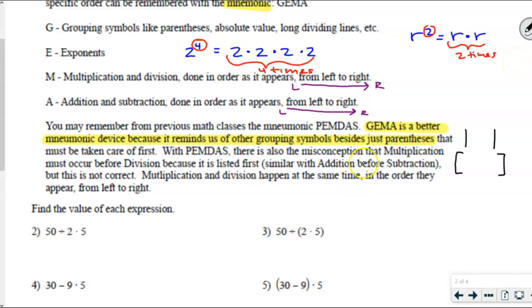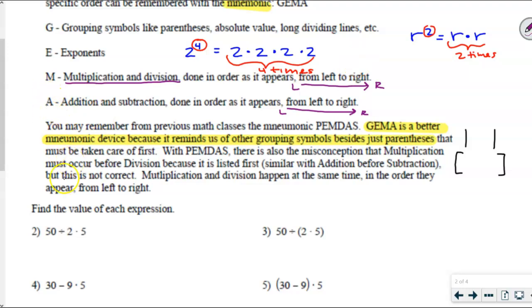G for grouping symbols. The other reason why I like GEMMA better than PEMDAS is, yeah, M stands for not just multiplication, it stands for multiplication and division, but that's the way it's supposed to be. With PEMDAS, sometimes students incorrectly believe that multiplication has to happen before division. Because, do you see how M is listed before the D? And so they think, oh, I have to do the multiplication first, then the division. That's not how it works. Multiplication and division are done at the same time. They just go from left to right.